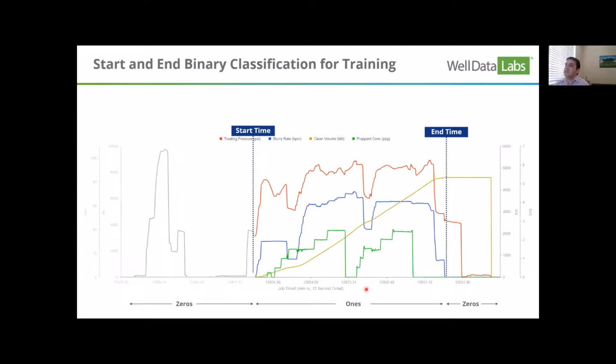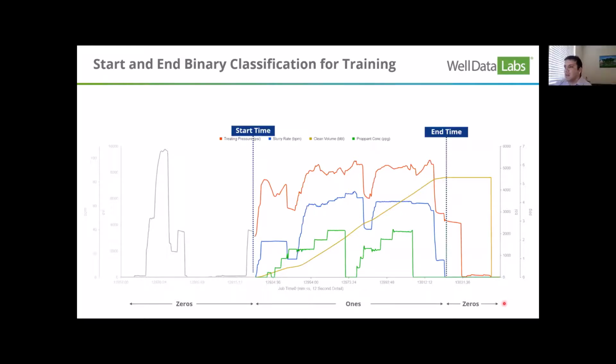So here's an example of how our training data looks. As you can see here, we tag the data with zeros from the start of the file to the start of the stage. And then we tag the data with ones from the start time to the end time. And then we tag zeros again up to the end of the stage.